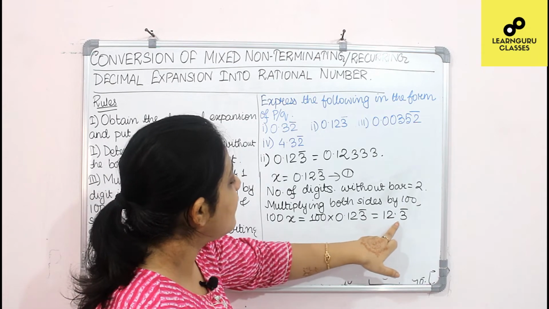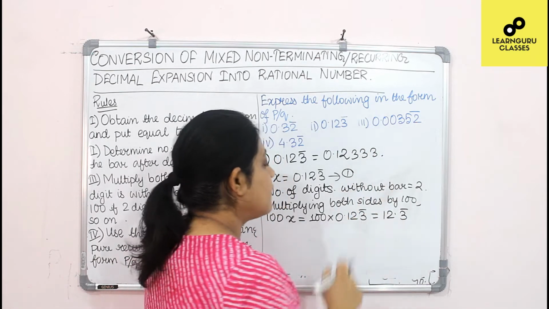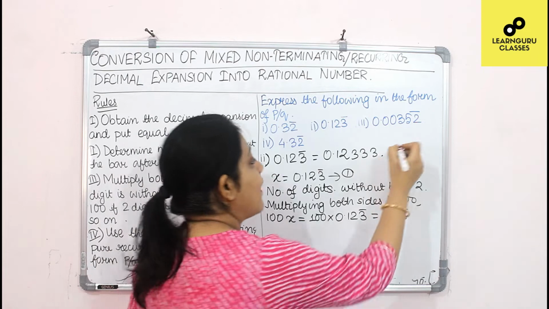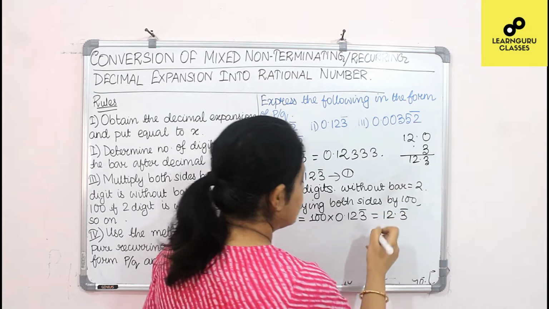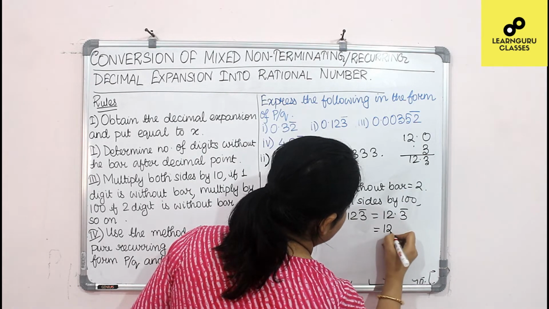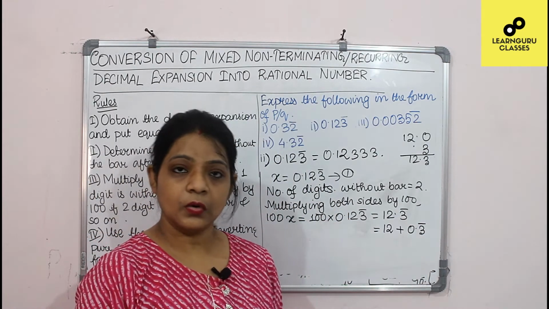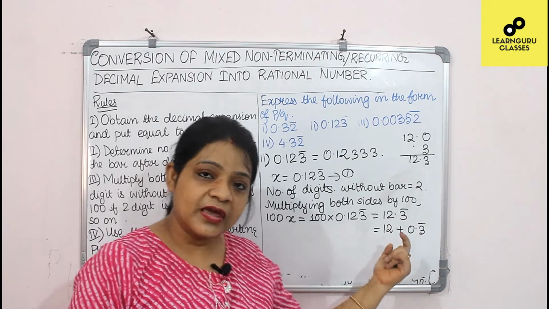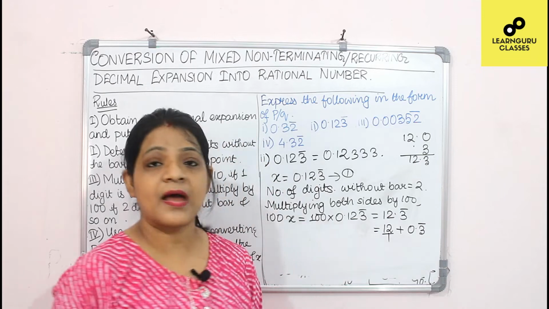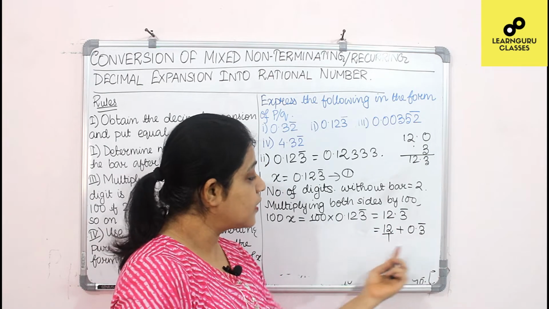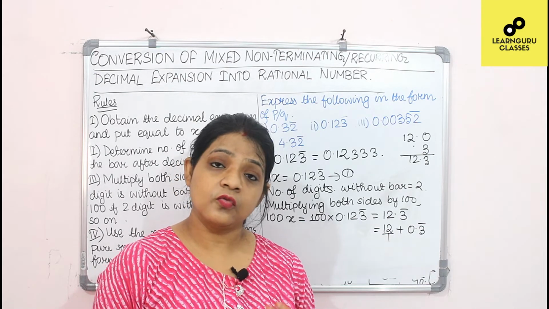Okay, so let's come back to the sum. 100x equal to 12.3 bar. So 12 is already a rational number, right? So we will write 12 plus 0.3 bar. Now 12 is a rational number because we can write 12 as 12 by 1. So your next step is to convert 0.3 bar into a rational number.